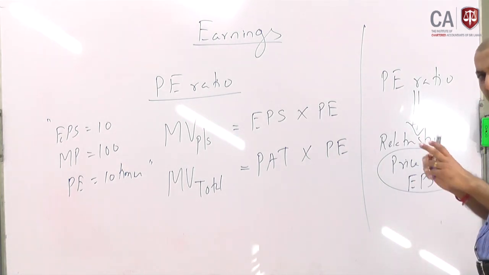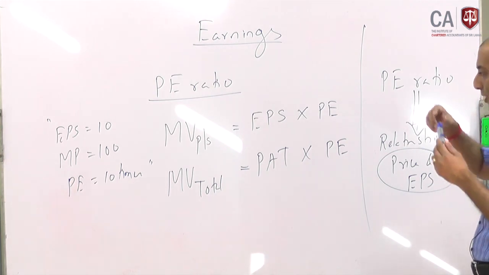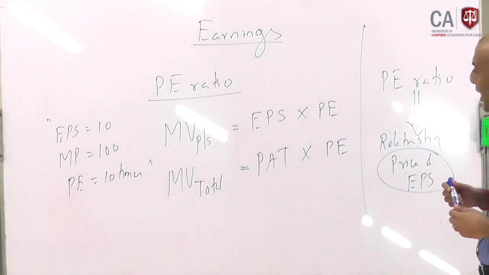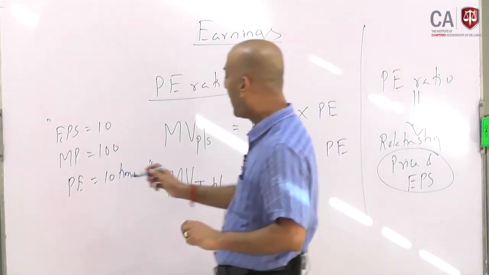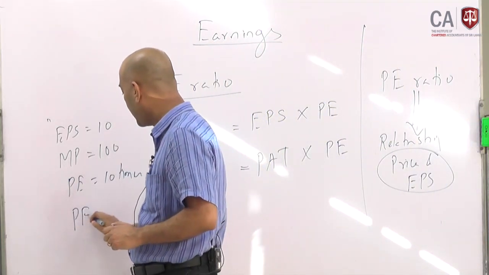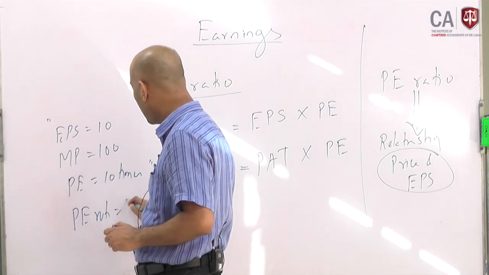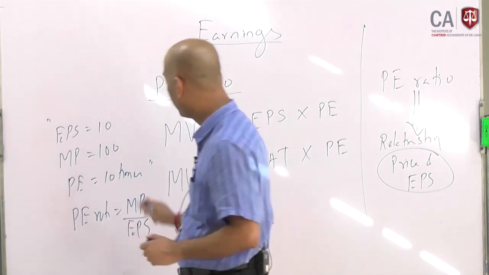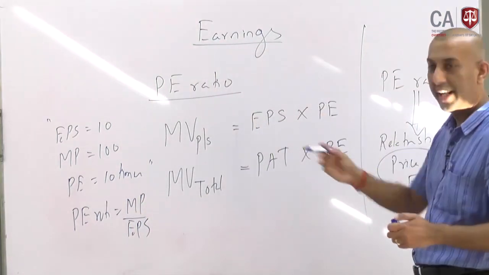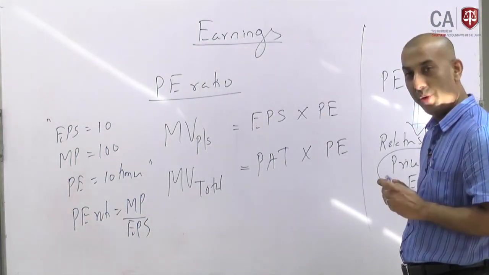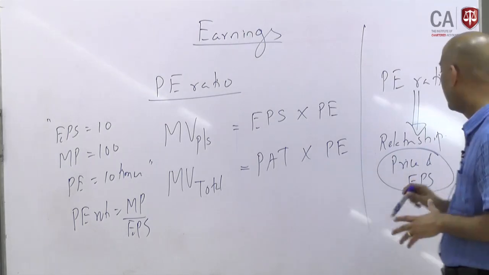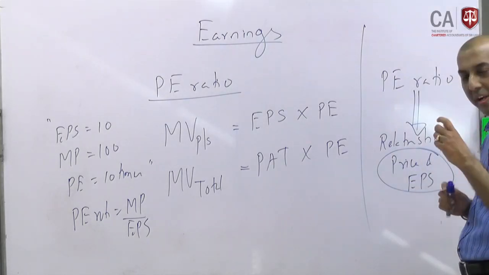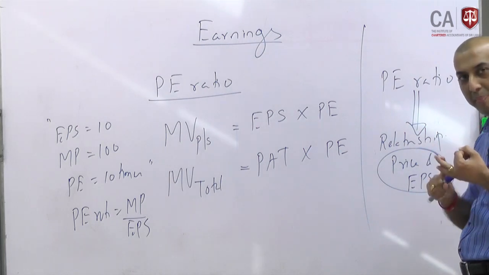You might get a little confused because your formula for market value is also earning per share into PE ratio. When I say PE ratio, it's actually price earning ratio equals market price divided by earning per share. So it's a variable changing places, you will understand. But the PE ratio is a relation between earning per share and market price.